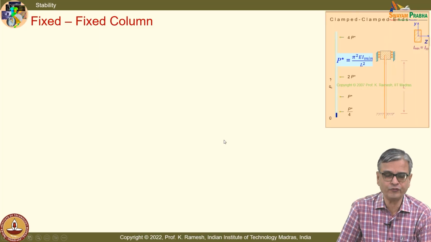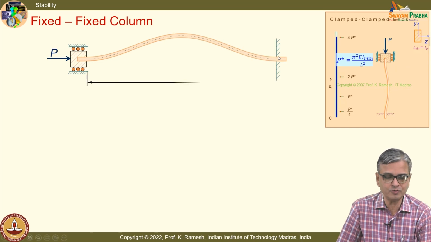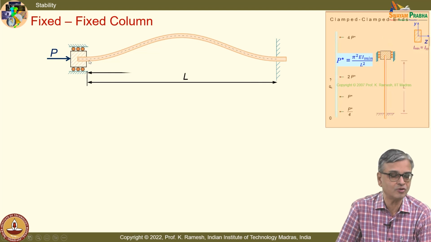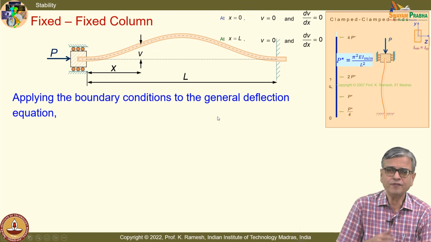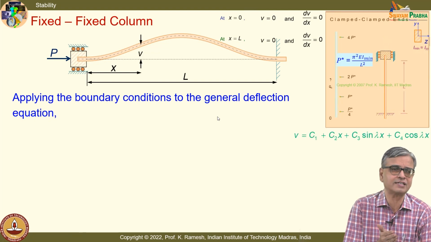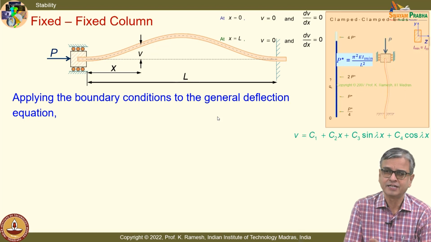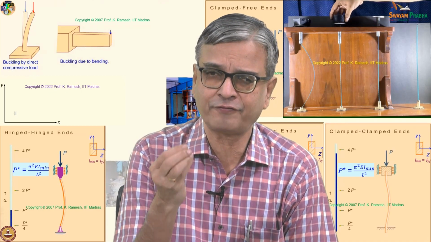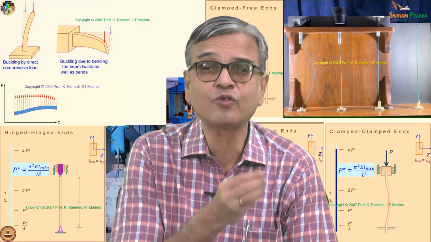Then we move on to fixed column. And once I have a fixed column, you will all recognize that you will also have slope 0 at both the ends. So, the boundary condition is like this. All of this we have looked at even when we discussed the principle of superposition. When we wanted to have a deflection, we have recognized that you have a fixed end, you have a pinned end, you have a free end.